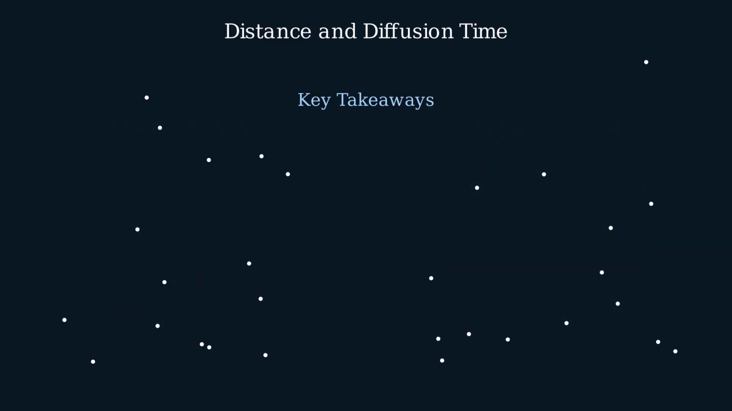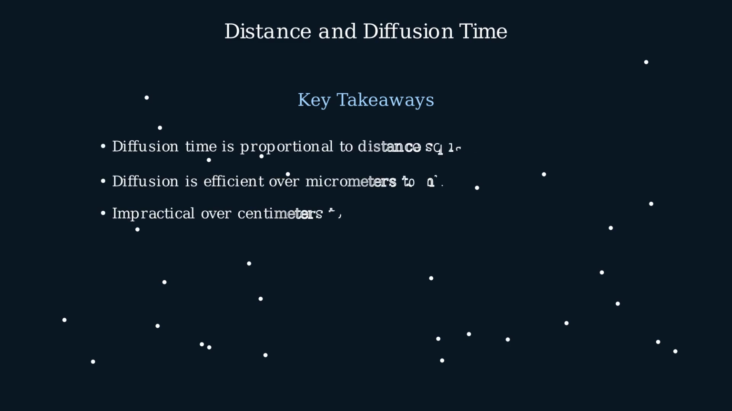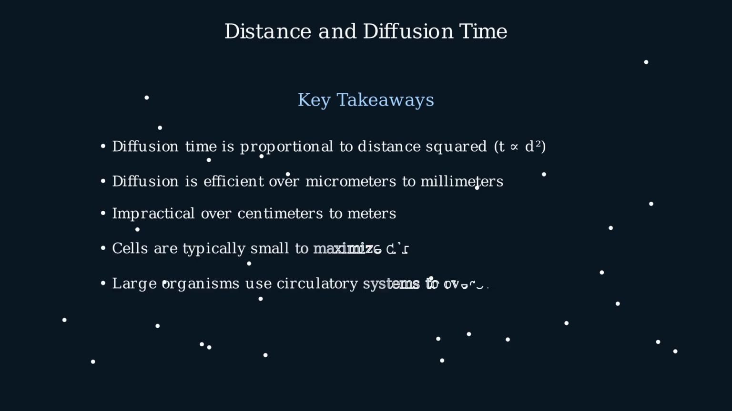To summarize what we've learned about distance, diffusion time is proportional to the square of distance. It works efficiently over short distances, like micrometers to millimeters, but becomes impractical over longer distances. This is why cells remain small, and large organisms have evolved circulatory systems to overcome the limitations of diffusion.